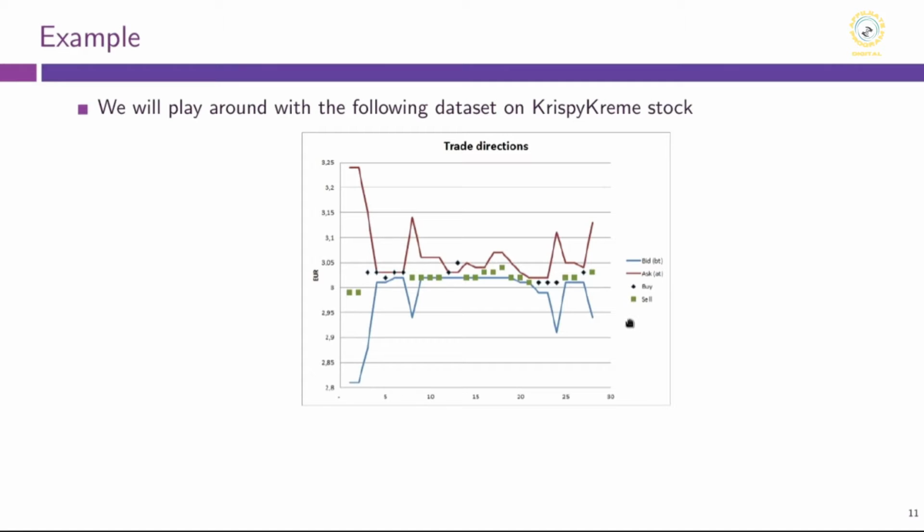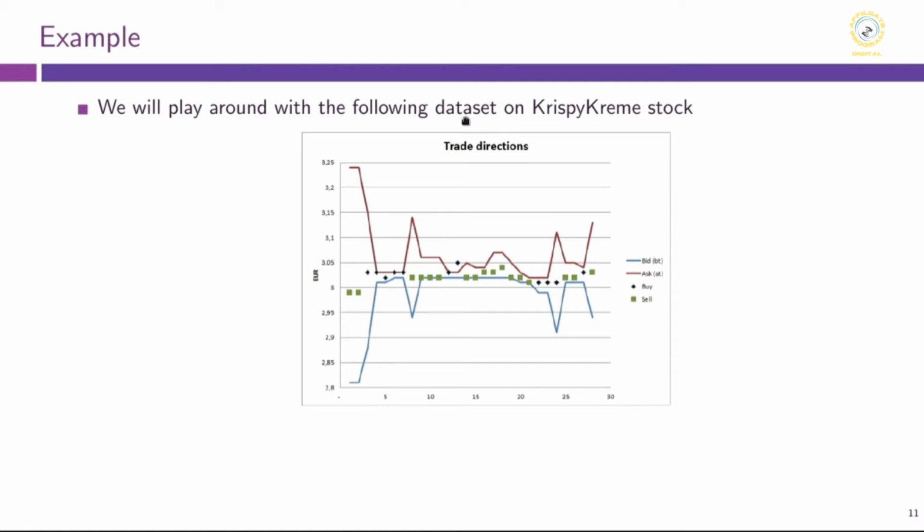This is the dataset that accompanies the textbook. Once again, we are following the textbook by Foucault, Pagano, and Röell. Excuse me, I still don't know how to pronounce the surname correctly. You can find the dataset on the textbook's companion website. This dataset, in general, gives you data on one trading day in Krispy Kreme stock. Krispy Kreme is a coffee and donuts franchise company similar to Dunkin' Donuts, if you do not know that.